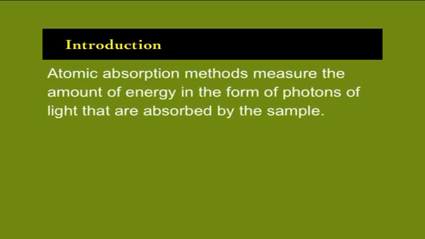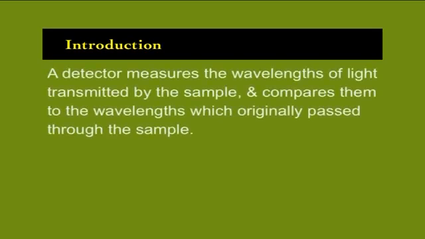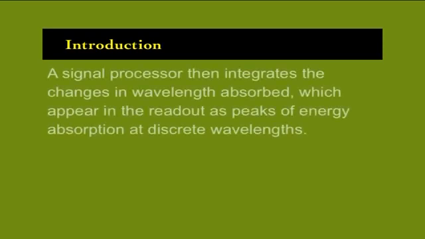Atomic absorption methods measure the amount of energy in the form of photons of light that are absorbed by the sample. A detector measures the wavelengths of light transmitted by the sample and compares them to the wavelengths which originally passed through the sample. A signal processor then integrates the changes in wavelength absorbed, which appear in the readout as peaks of energy absorption at discrete wavelengths.